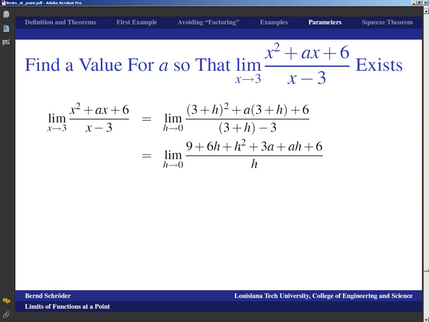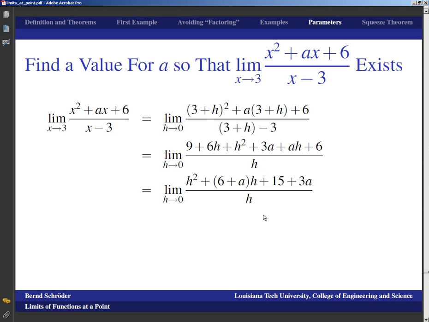We plug in 3 plus h, and we multiply everything out, right? 9 plus 6h plus h squared here. We capture the square also. That's just the 3 plus h quantity squared. That's just the binomial formula. a times 3 plus h is 3a plus ah. 6 is 6. And 3 plus h minus 3, well, that's just h. Now we simplify. h squared stays with us. 6h plus ah is 6 plus a quantity times h. 9 plus 6 is 15, and 3a stays with us, and we've got an h in the denominator.